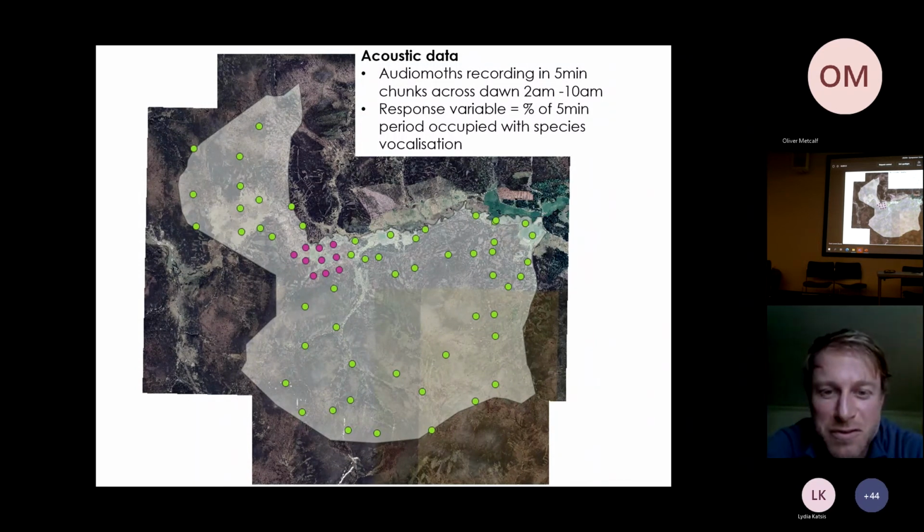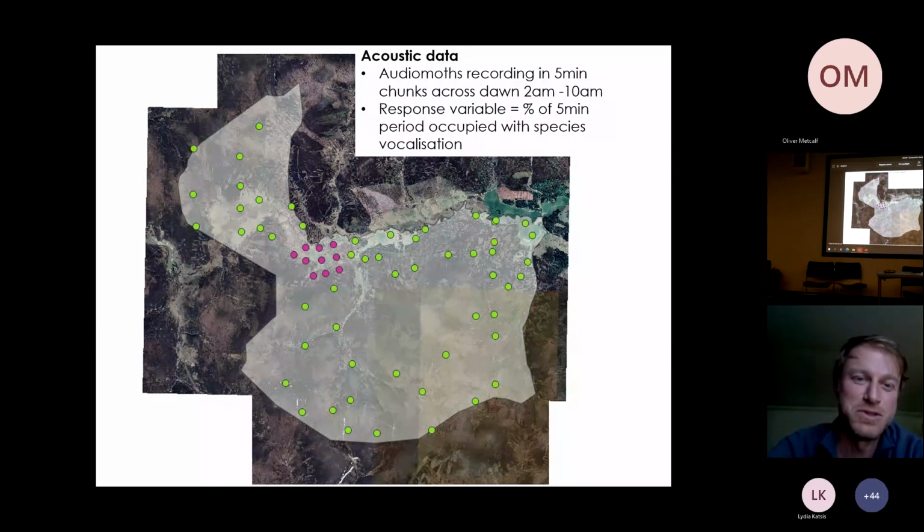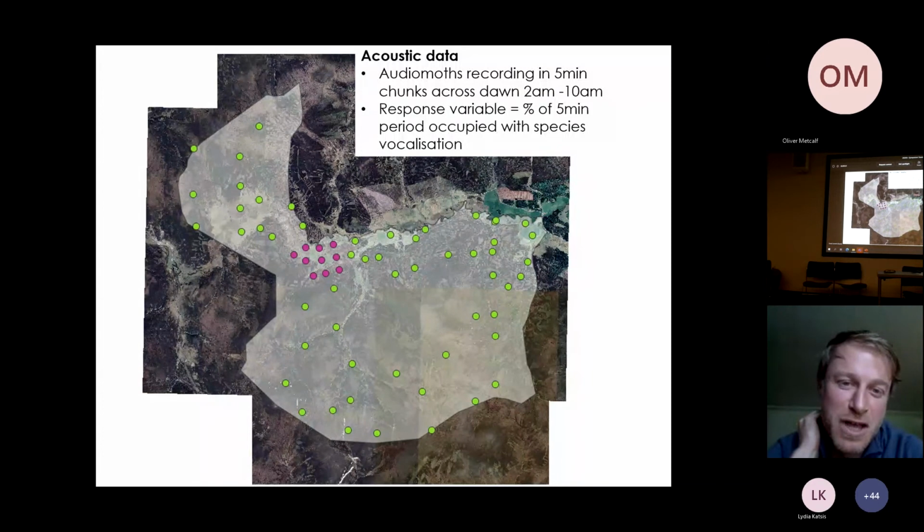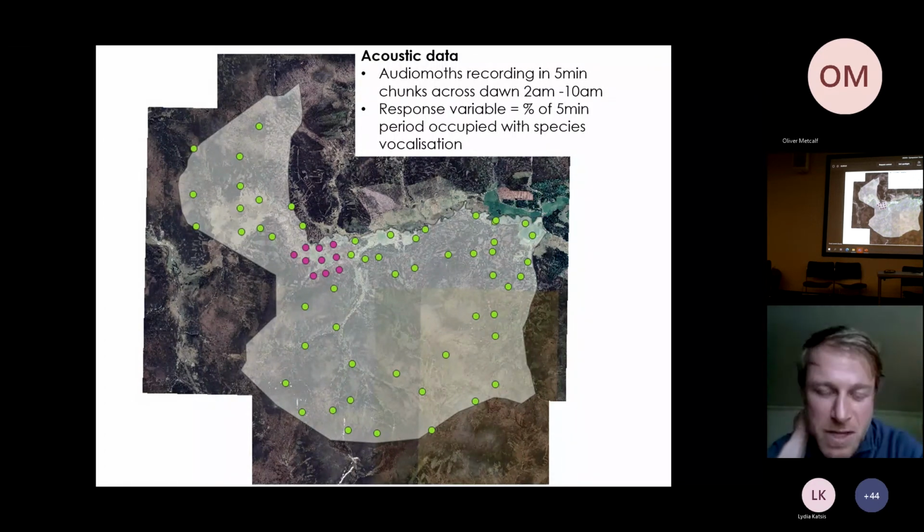That vacant blob has been filled in over the last few weeks with more AudioMoths. I don't know how many dots there are there, but I don't have that many AudioMoths, so I am moving them around during the breeding season.